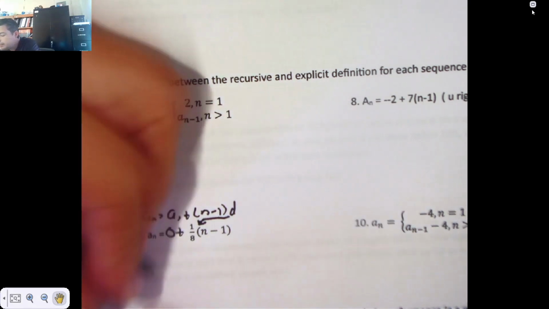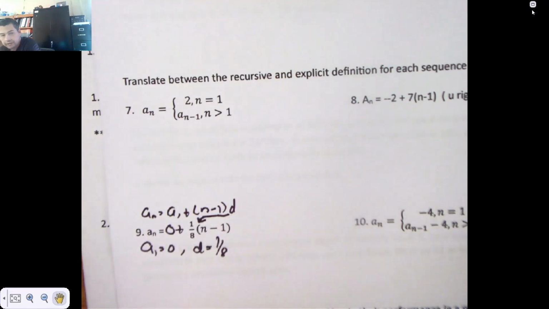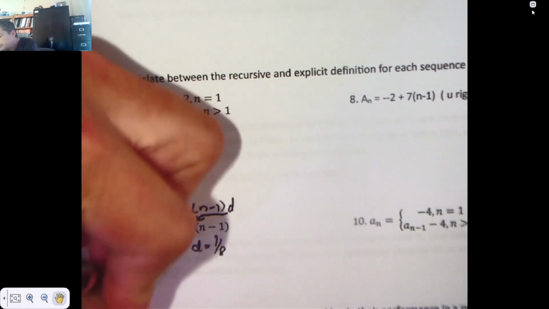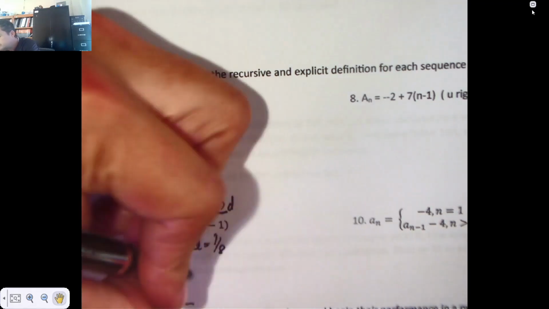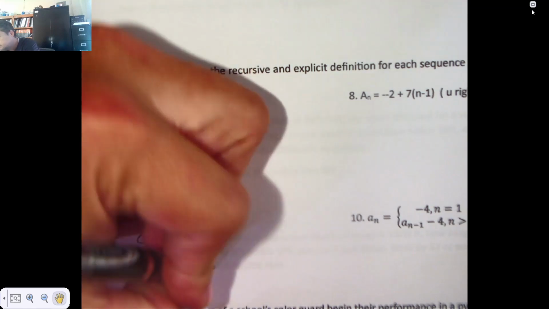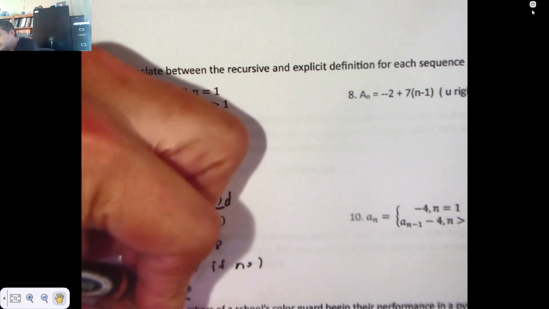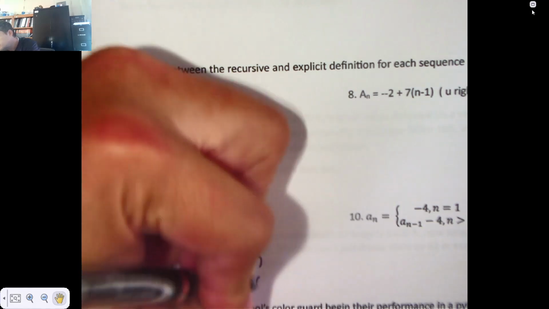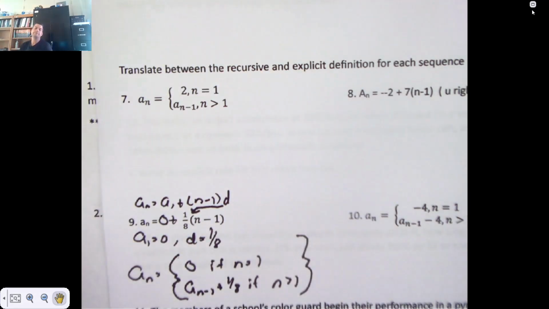So with that in mind, I know that the first term is 0. I know that the difference is 1/8. So now I can actually write my piecewise recursive rule. This is still called a sub n. It's got 2 pieces. I am 0 if n is 1. That's the first piece. If n is bigger than 1, I am the previous term plus 1/8. So if n is greater than 1. There's the recursive rule.